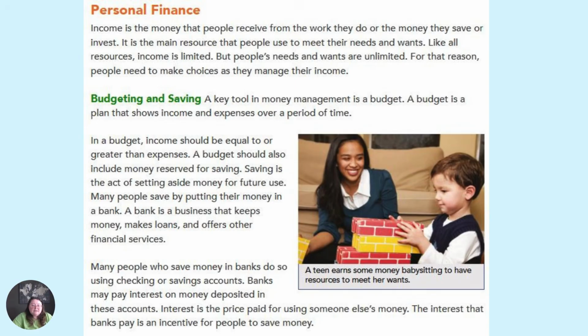Saving is the act of setting aside money for future use. Many people save by putting their money in a bank. A bank is a business that keeps money, makes loans, and offers other financial services. Many people who save money in banks do so using checking or savings accounts. Banks may pay interest on money deposited in their accounts, and interest is the price paid for using someone else's money. The interest that banks pay is an incentive for people to save money.